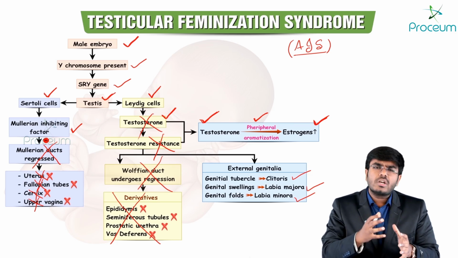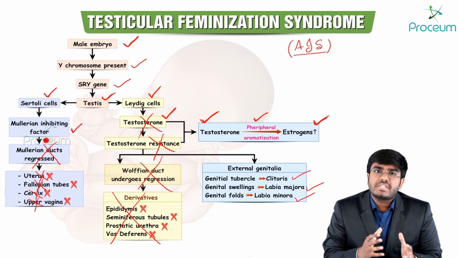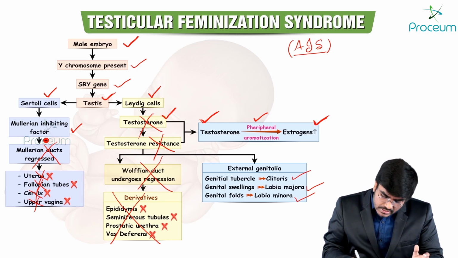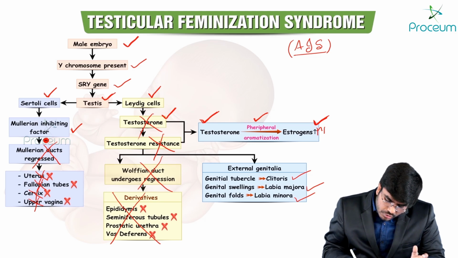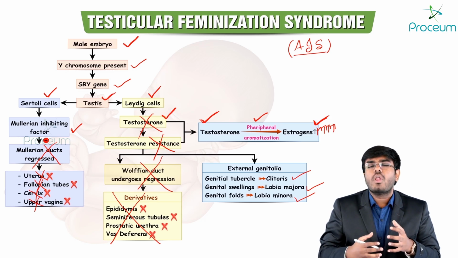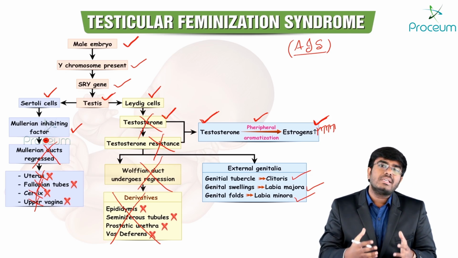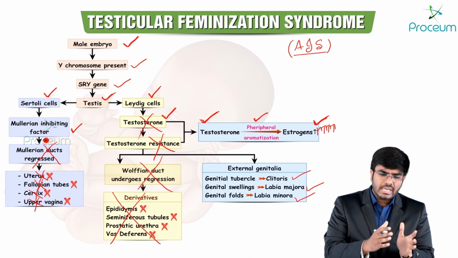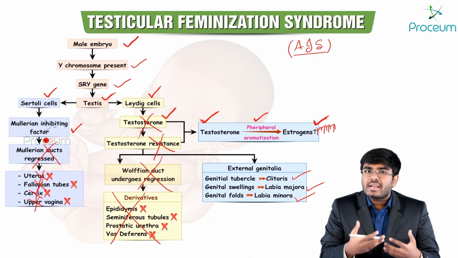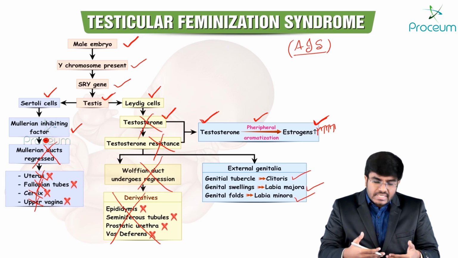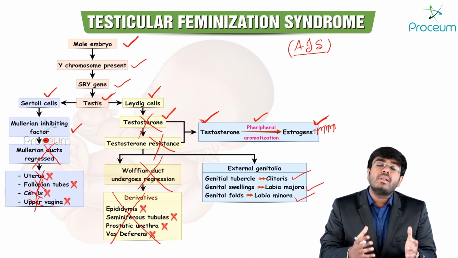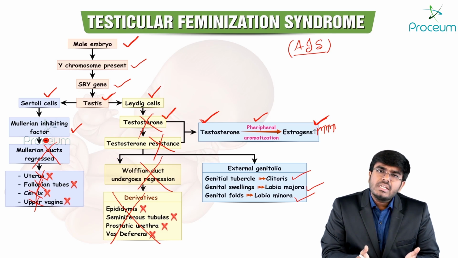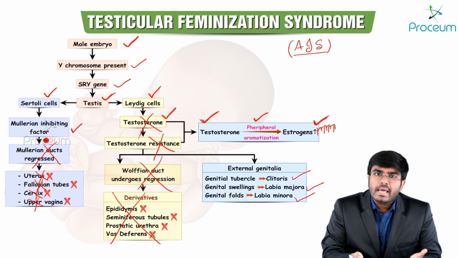Now there is lots and lots of peripheral aromatization happening. All the testosterone is getting converted into estrogens. So there are high levels of estrogens, and this high level of estrogen will cause the breast development in this child. Okay, a male child raised as a female is now developing the breast. Breast is there. The external genitalia is absolutely female-like.